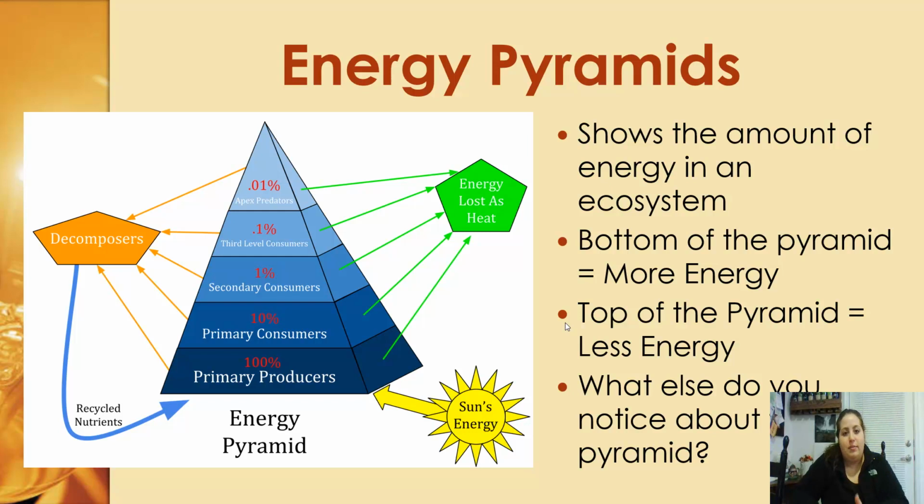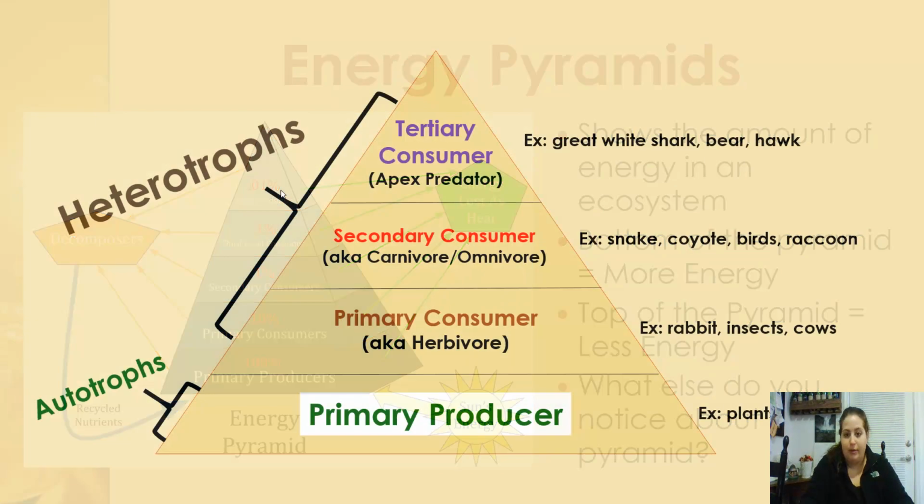Now, this makes you think of something called an energy pyramid, if you've heard of them before, and this shows the amount of energy in an ecosystem. The bottom of the pyramid is where the most energy is, and at the top of the pyramid there's less energy, usually because there's fewer of these things. We'll notice this on the next slide when I explain it a little more. But if you notice, at the very bottom is the sun. The sun's energy is what feeds the energy for this entire energy pyramid.